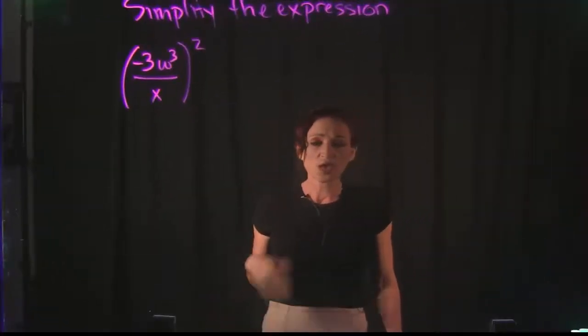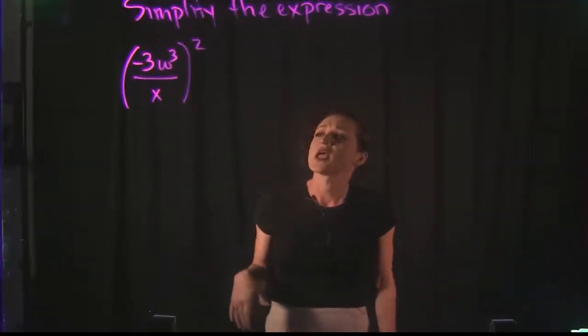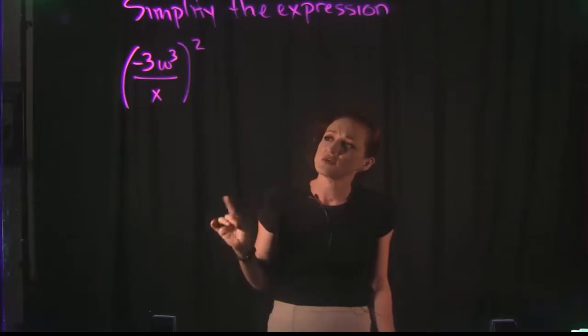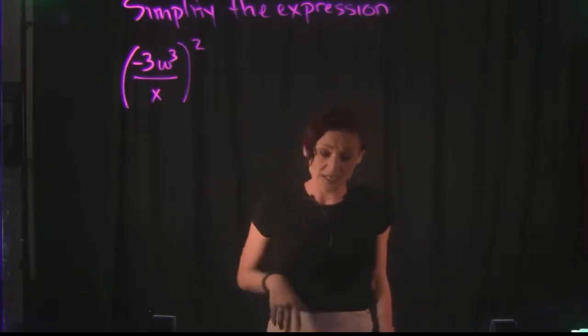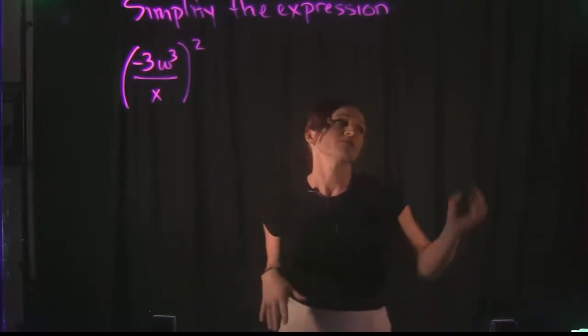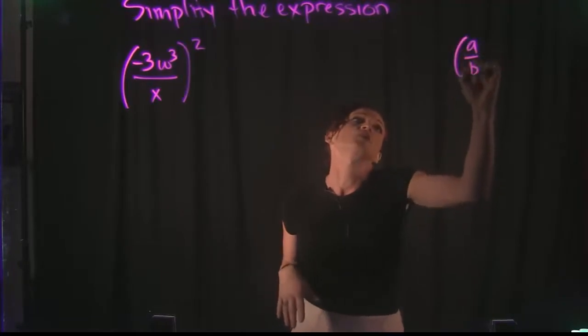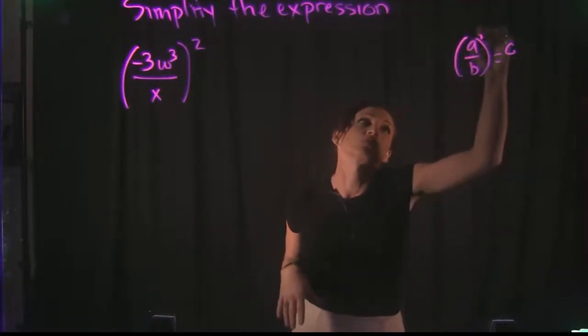So for the following video, we're going to simplify the given expression. And we have negative 3w cubed over x, all being raised to the second power. So in order to simplify this problem here, we need to be aware of our power rules.